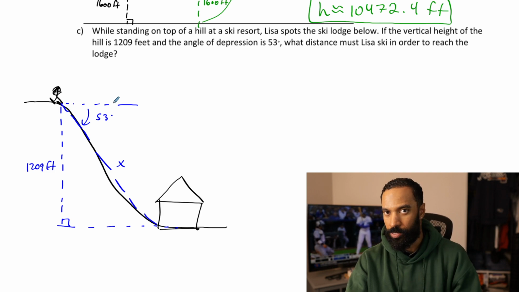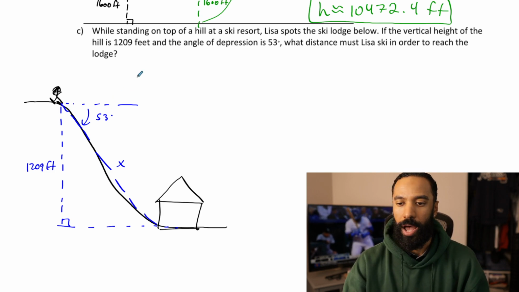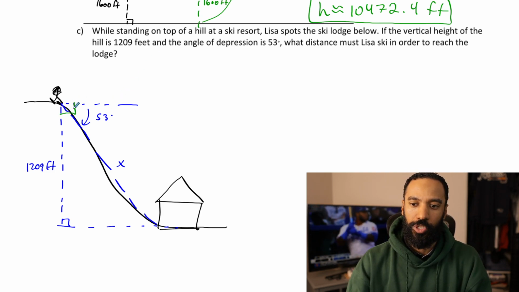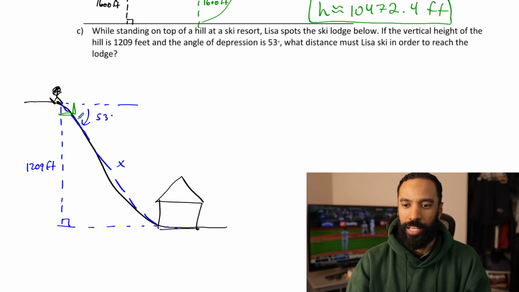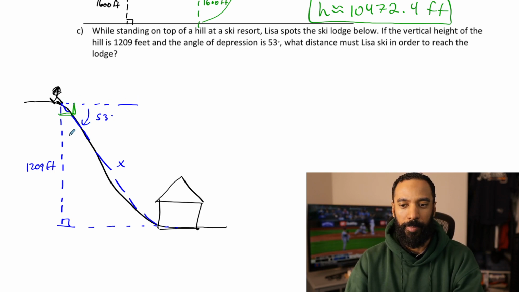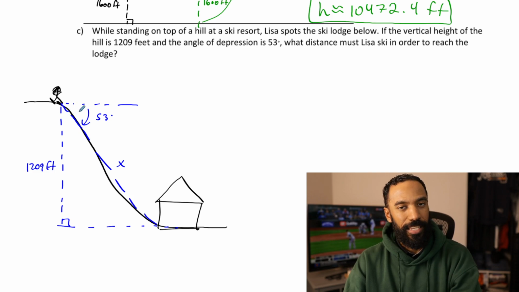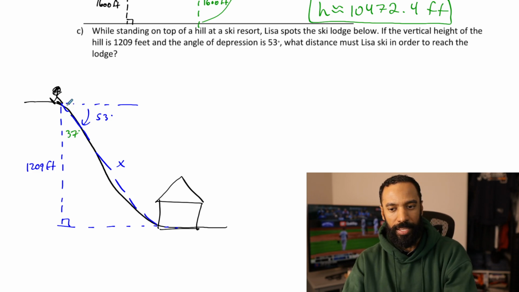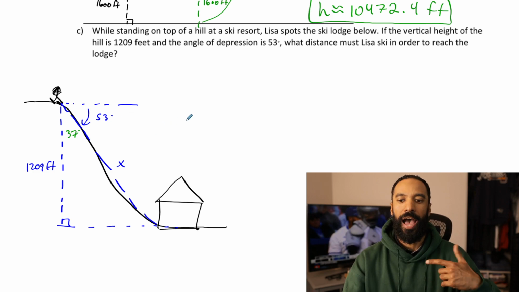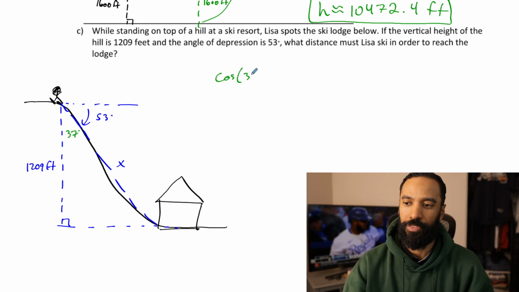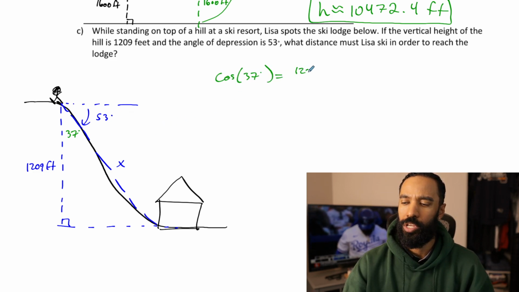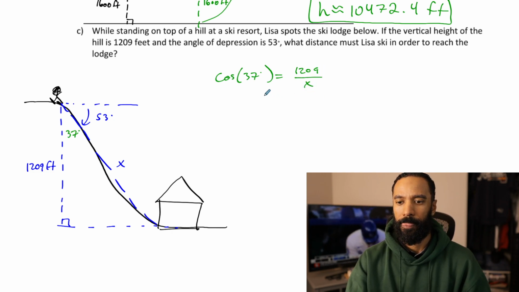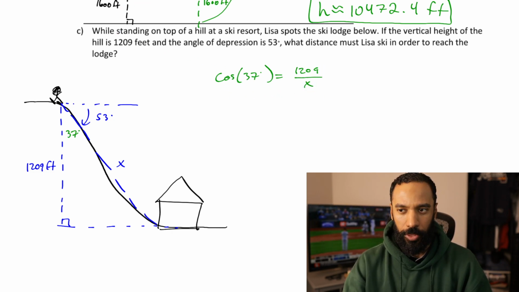You have two options. One option. This is technically also a right angle here because that's a horizontal and that's a vertical, which means 53 is complementary with this angle right here. 90 minus 53 is 37, which means if I use this as 37, I could set this up by saying the cosine of 37 degrees equals 1209 over x. That's one setup.